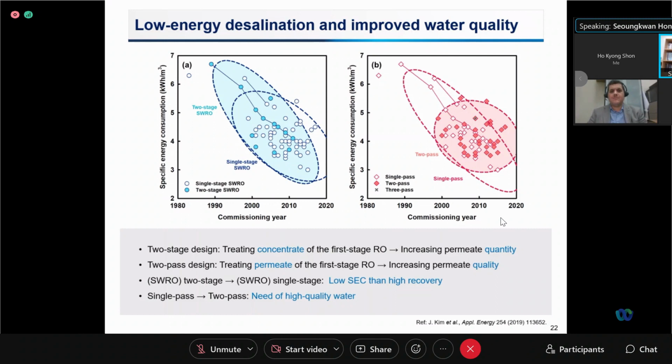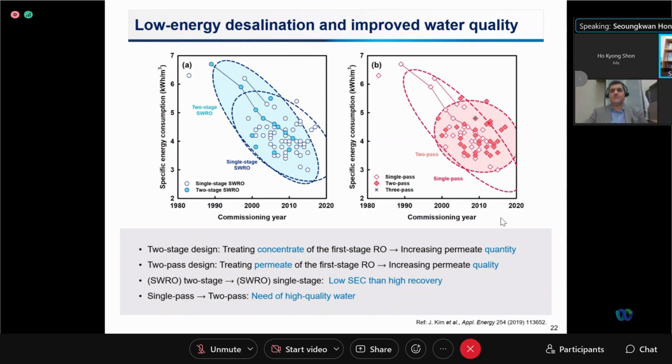The next trend identified is the RO configuration for better energy efficiency and water quality. Two-stage RO, treating the concentrate of the first stage RO, is designed to increase water quantity. Two-pass RO design, on the other hand, treating the permeate of the first stage RO, is adopted to increase water quality.